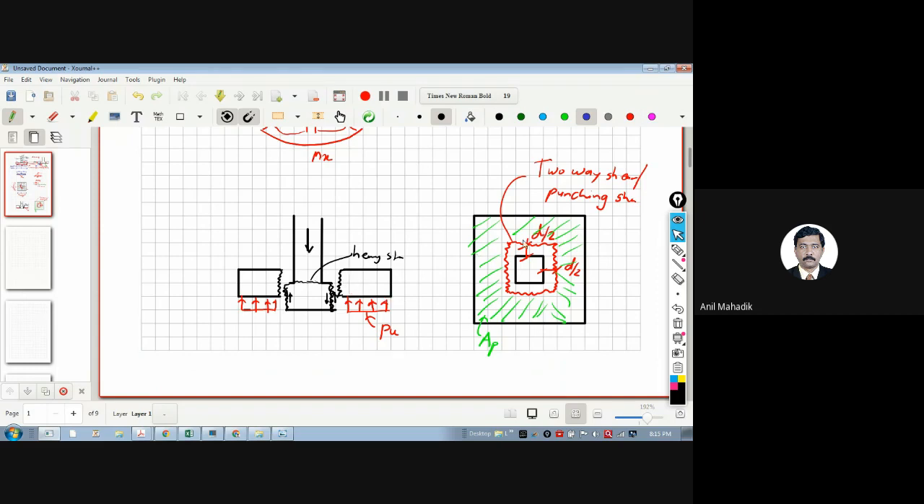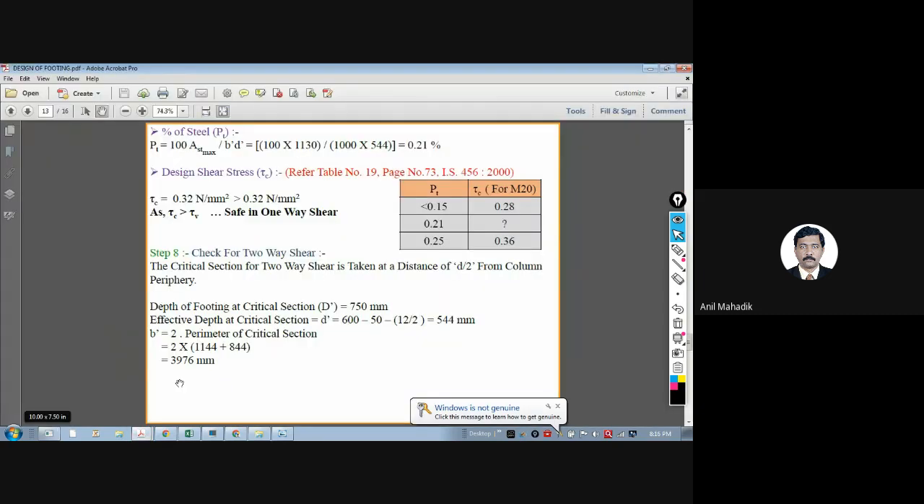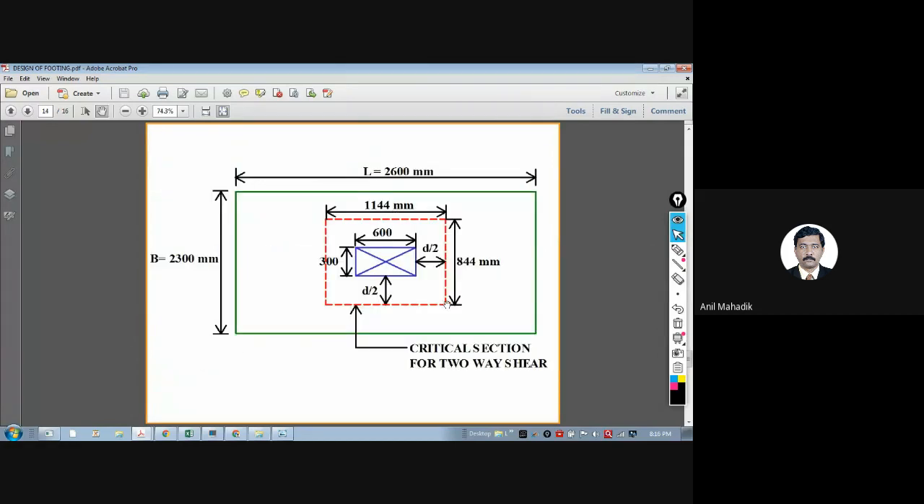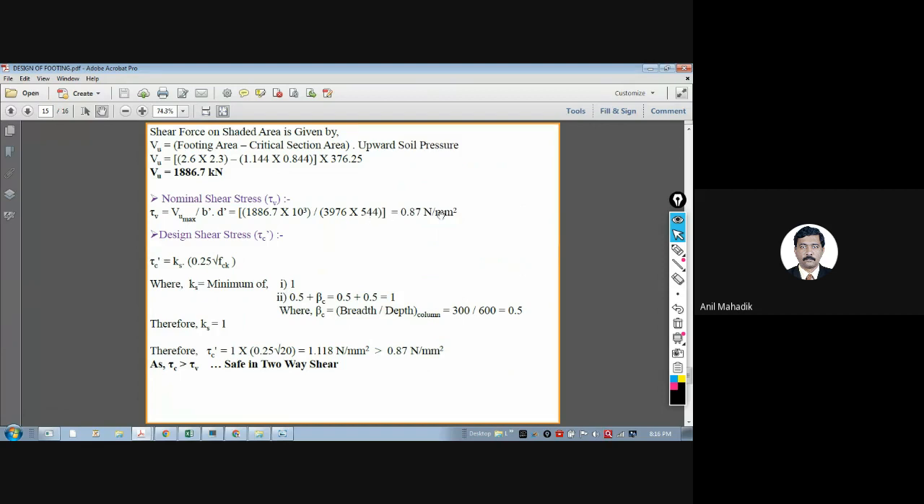So shear stress we want to calculate, that means this total force, the green hatch area force, the stress is generated at the perimeter of this section. You can see if you look at this image, because it is getting punched from all round, there will be shear all round actually. That's why VU upon BD. B is nothing but the perimeter of the dotted line. So this you can see, 2 into 1144 plus 844. This is the perimeter of this dotted line. So VU upon BD. So this is that.